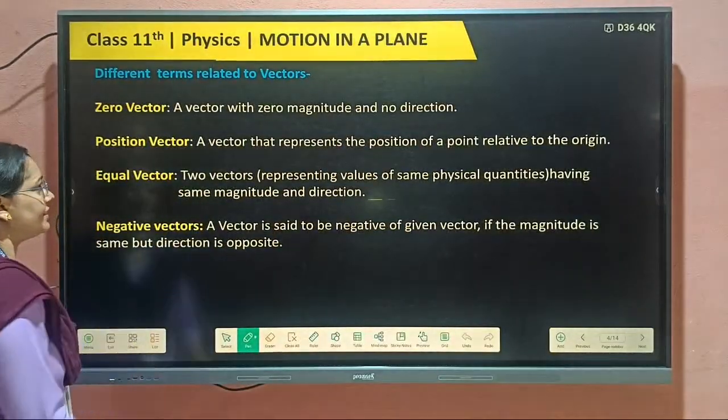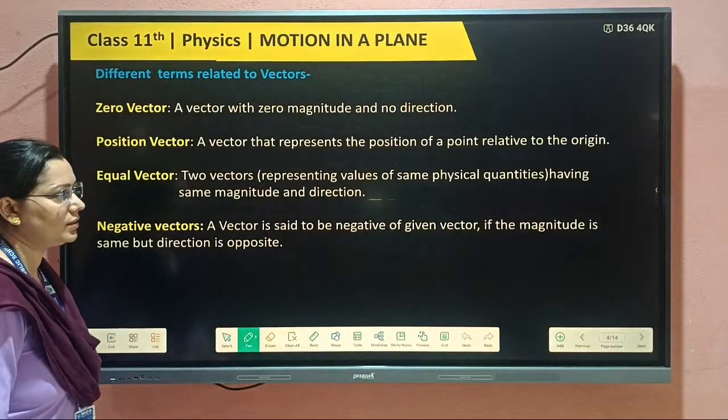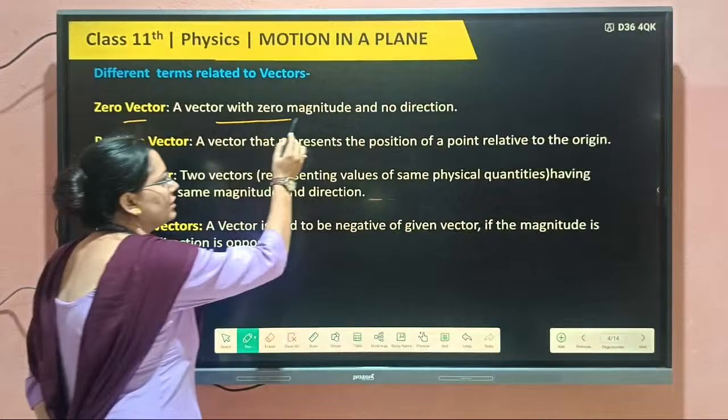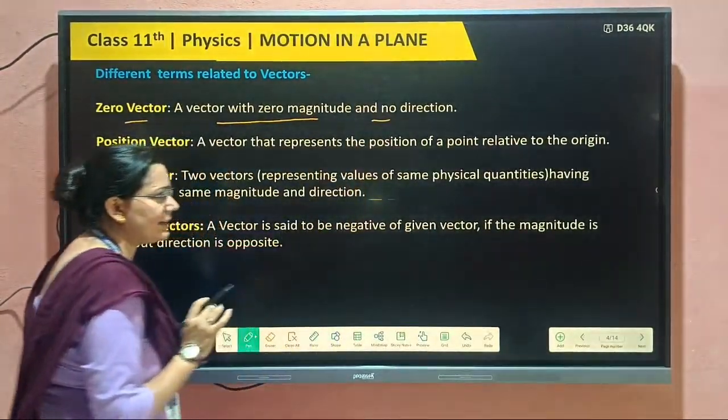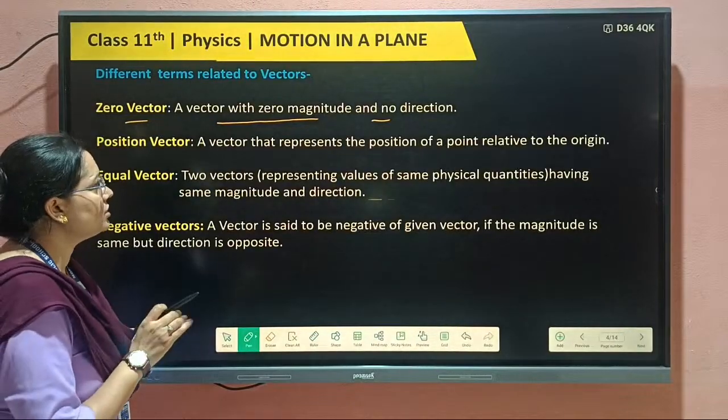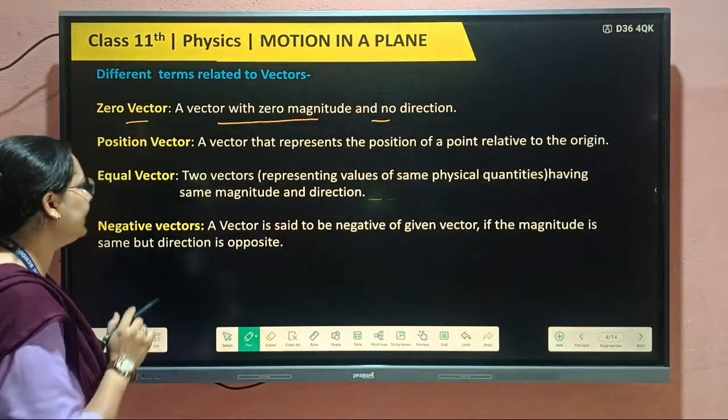Next will be a different term related to vector, the zero vector. What is a zero vector? A vector having zero magnitude and not having any direction. Those vectors we call zero vectors.